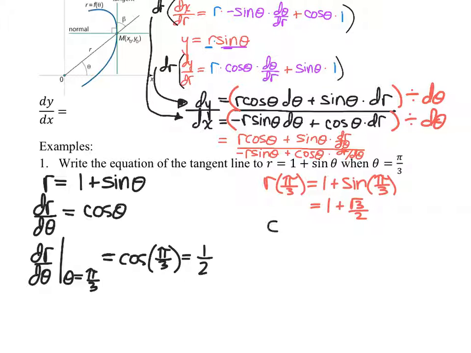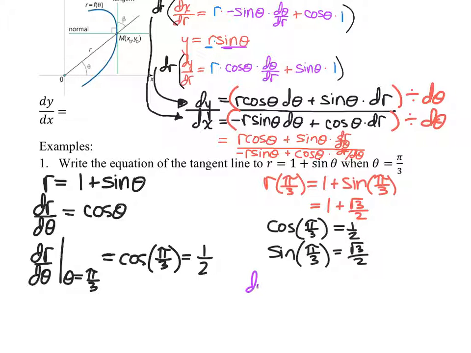So cosine of pi over 3 is equal to 1/2, sine of pi over 3, we already figured that out, that's root 3 over 2. So these are all the ingredients. I got my dr d theta, I got my r, I got the sine, I got the cosine. So I'm ready to rock and roll on my derivative.